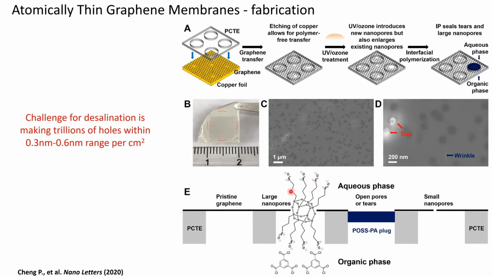In the aqueous phase, we have POS. This is octa-ammonium POS, and it has a central cage that is around 0.5 nanometers in diameter. On the organic phase, we have TMC, or trimesoyl chloride. And trimesoyl chloride cannot be stable in the aqueous phase.